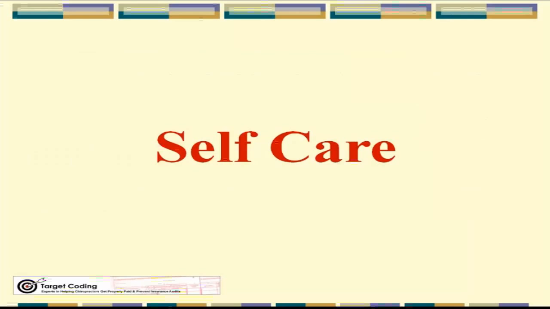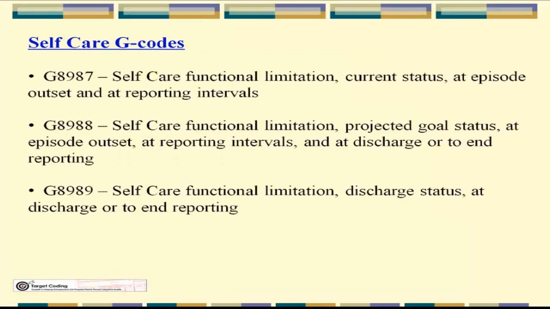Next is Self-Care. This is huge. Here are the 3 codes, G8987, self-care functional limitation at the outset, beginning, current episode. G8988, projected goal, functional limitation with self-care. G8989 is self-care functional limitation at discharge. So what does this entail? Washing oneself, drying oneself, washing body parts, washing the whole body, drying oneself, using a towel, caring for body parts, taking care of your skin, nails, teeth.